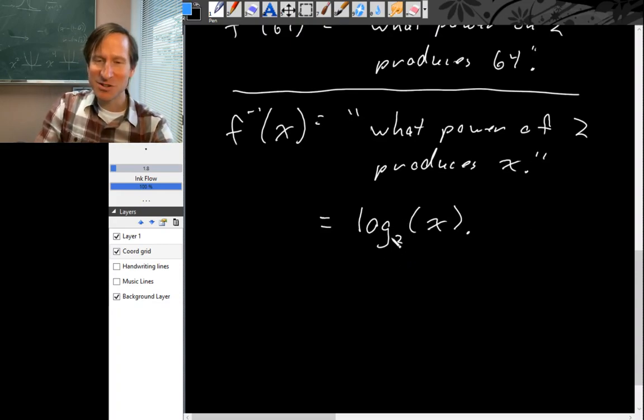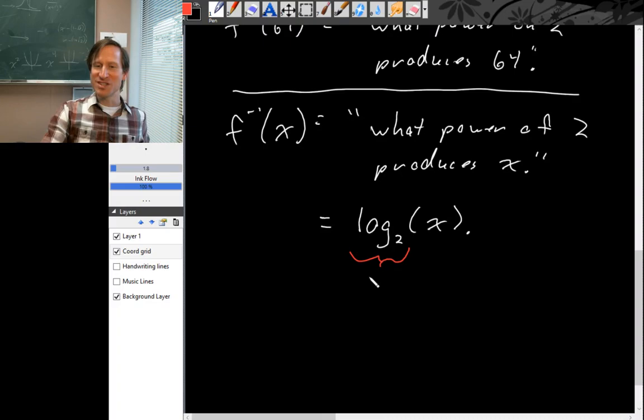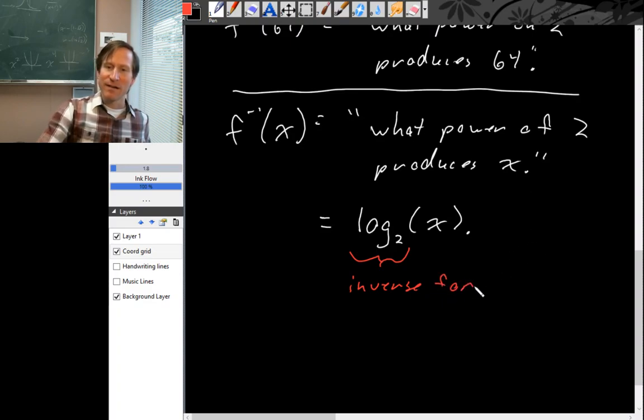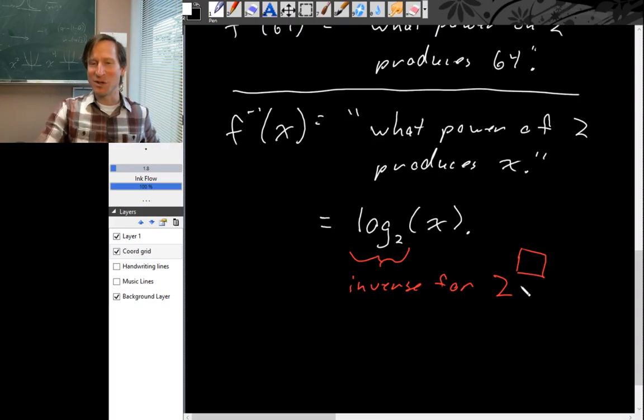If you haven't seen this log base 2 notation before, the 2 is not going into the function. It's part of the name of the function. So this function is named log base 2. And if you haven't seen it before, just think of it as the inverse function for the 2 to the something function. This 2 to the something function has an inverse since it's one to one, and we call that inverse function log base 2.